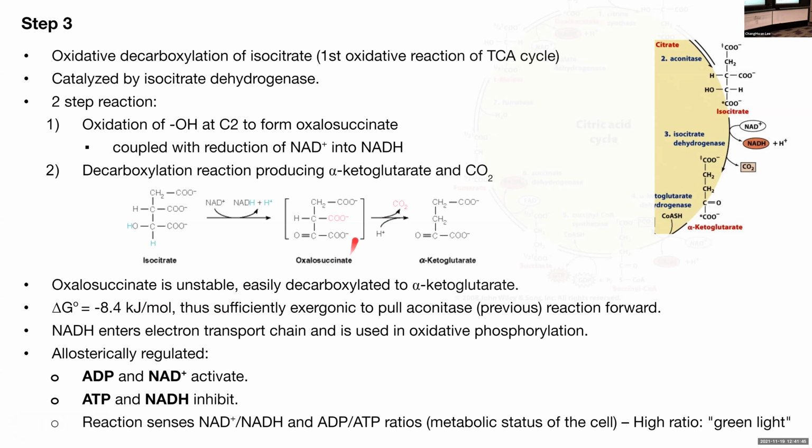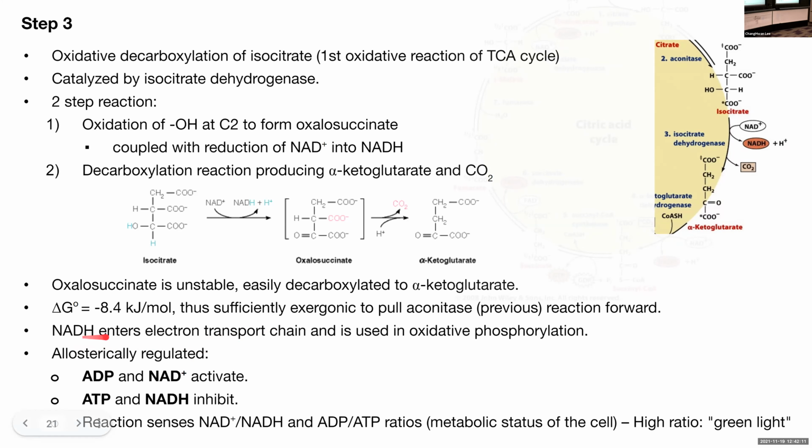And this intermediate product, oxalosuccinate, is unstable and easily decarboxylated to alpha-ketoglutarate, with its delta G naught value negative 8.4 kilojoules per mole. So again, this is a spontaneous process. So it can pull the reaction of step 2, the previous step, forward.